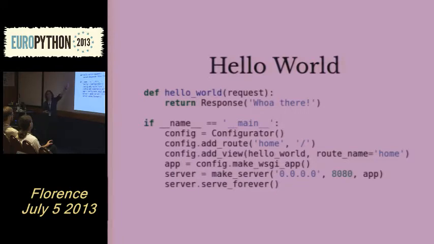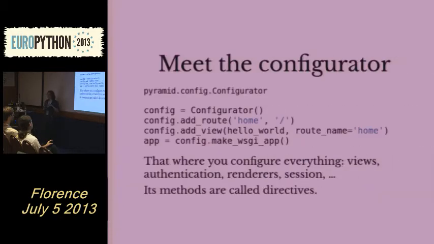We have on the top a view, which is just a function that takes a request and returns a response. And here is the configuration part. We have 3 lines to configure the application itself and 3 lines to create a WSGI application and pass it to a server. So the part that is going to interest us the most today is this one, the configuration.